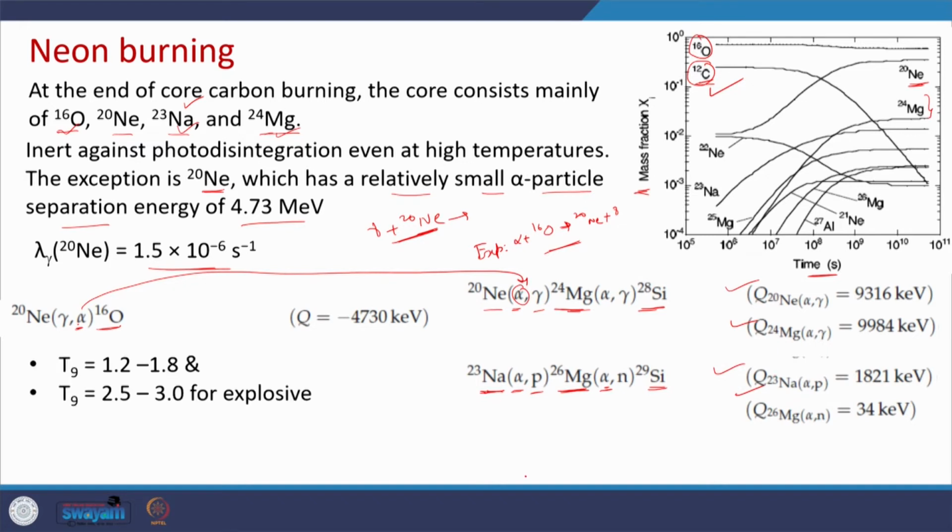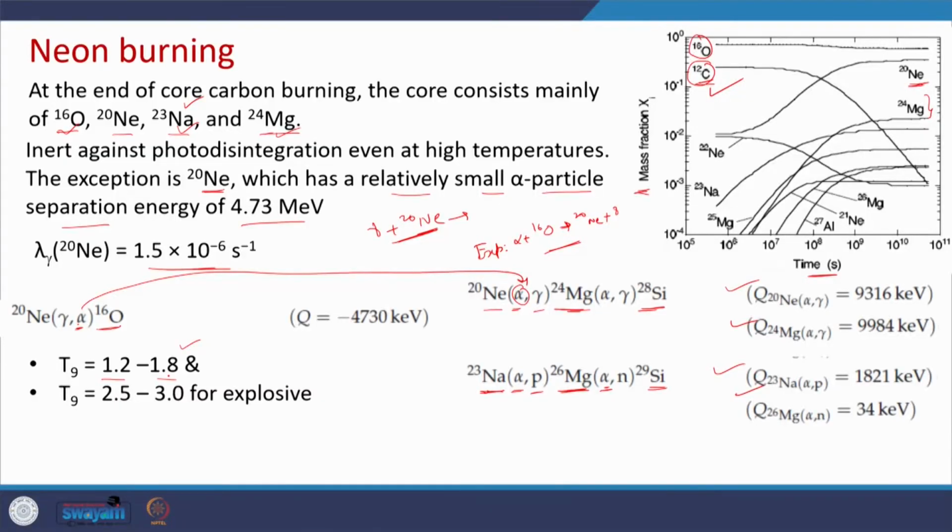And for neon burning, the temperature region is 1.2 to 1.8 gigakelvin. For carbon burning, it was 0.6 to 1 gigakelvin. Now, the temperature is increasing, right? Energy produced is more. So, 1.2 to 1.8 gigakelvin is the temperature region over which neon burning takes place. And for explosive neon burning, the temperature region is 2.5 to 3 gigakelvin. So, we have reached slowly to around 2 gigakelvin for neon and 1 gigakelvin for carbon burning.